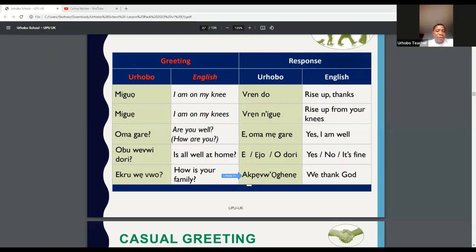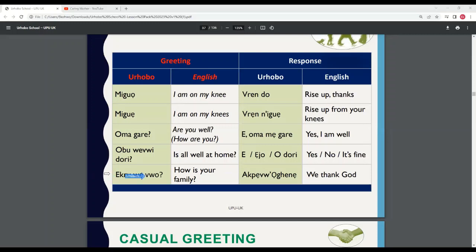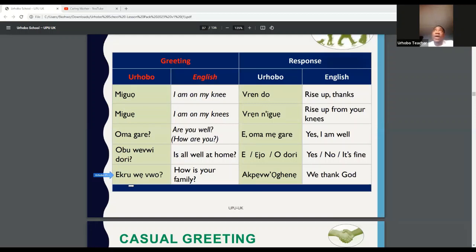Ufoma, do you mind going back to how is your family? Just the last word, vwo, how is that pronounced? Ekruwevwo. So the last three letters are just wo? Yes, the V is a little bit silent. Okay. Ekruwevwo. Yes. In our next class, we're going to study the adjectives and the alphabets, both the vowels and the consonants and the complex consonants. We're going to study them and learn how to pronounce them better.